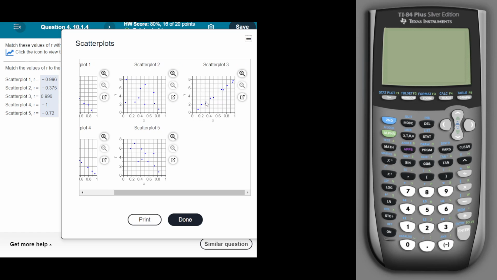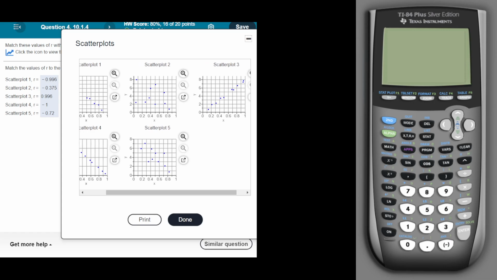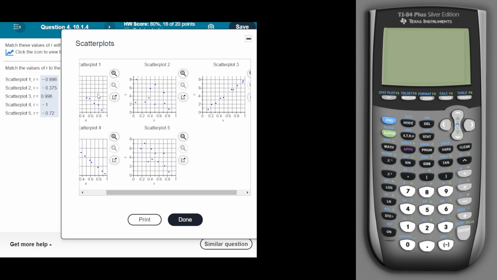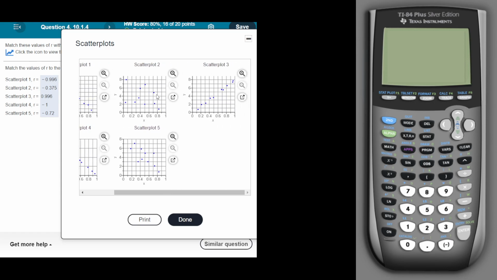Scatter plot number 3 is very, very similar to scatter plot number 1, right? The only difference is the sign. So this should be positive 0.996, and yes, it is. You can see we already have it here. We already completed these. Let's take a look at number 2 and scatter plot number 5, right?